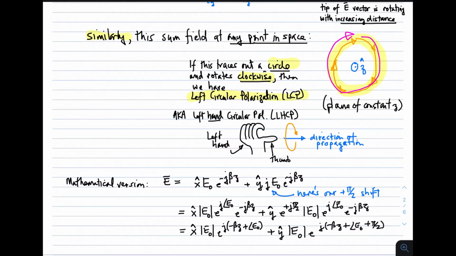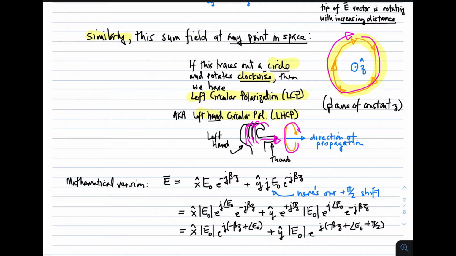Now, one way to quickly identify LCP is using your left hand. If you take your left hand and point your thumb in the direction of propagation, and then see which way the fingers of your curled left hand point, they will point in the direction that the electric field vector rotates. And that's left circular polarization. This is sometimes referred to as left hand circular polarization, for reasons you can now understand. So you might see this abbreviated LHCP, but it means the same thing.